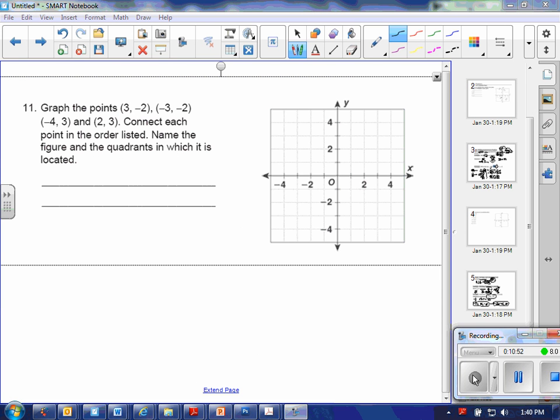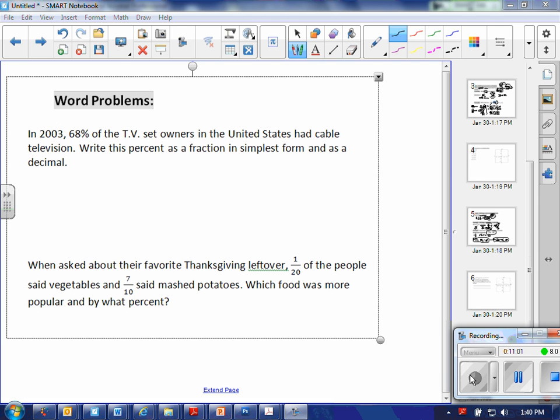All right, here's your last one for coordinate plane. Got to get this done for your homework. Again, I'm kind of mixing it up in the video. Hope you're watching. Okay, a couple easy word problems. It says in 2003, 68%, might want to highlight that one, of the TV set owners in the United States had cable television. Write this percent as a fraction in simplest form and as a decimal.